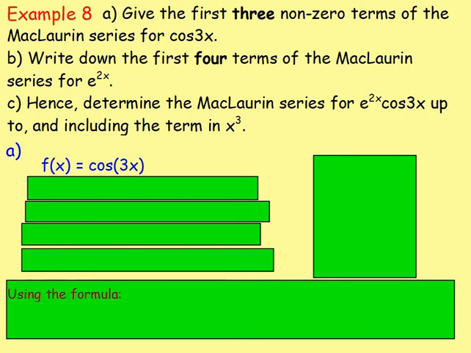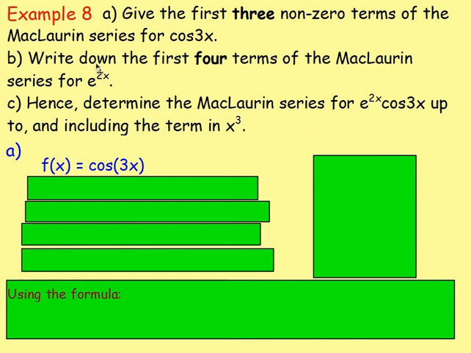Example 8, give the first 3 non-zero terms of the Maclaurin series for cos 3x. And part B, write down the first 4 terms of the Maclaurin series for e to the power of 2x. And then C, hence determine the Maclaurin series for e to the power of 2x times cos 3x up to and including the term in x cubed.